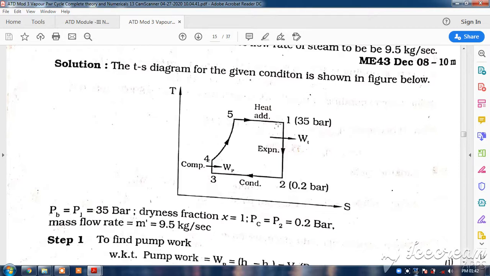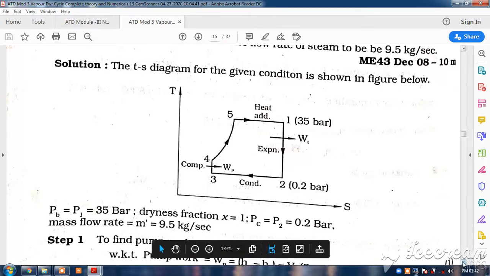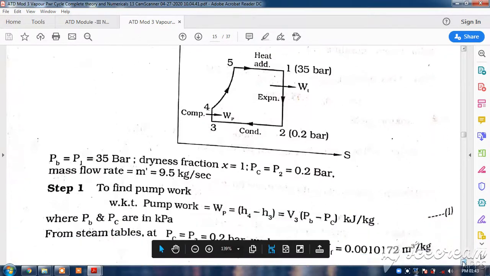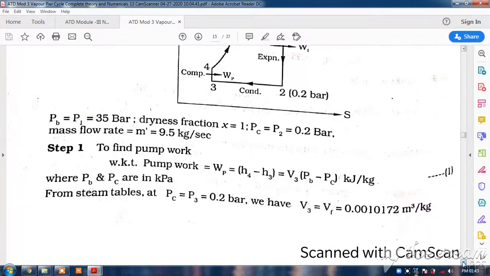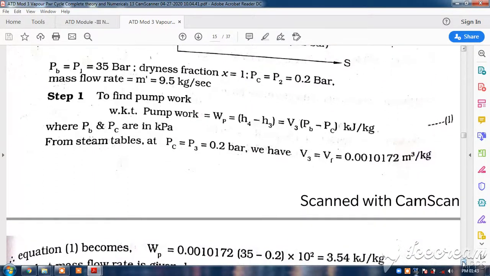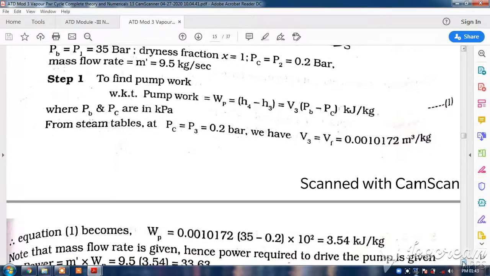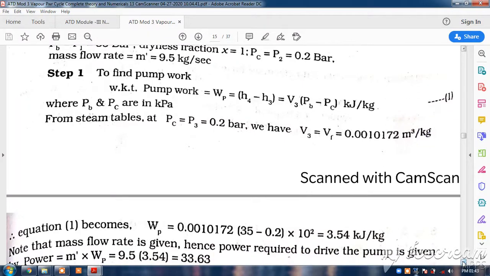Okay, again H1 minus H2 is the turbine work, H2 minus H3 is the condenser heat rejection, H3 H4 is the pump work, H1 minus H4 is the heat addition. Okay, and the flow rate is 9.5 kg per second. So P1, boiler pressure, is equal to 35 bar, dryness fraction is 1 at condition 1, and condenser pressure is P2, equal to 0.2 bar.